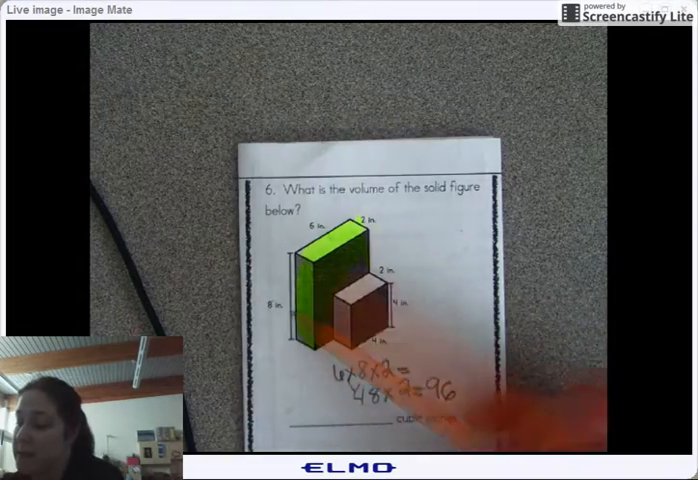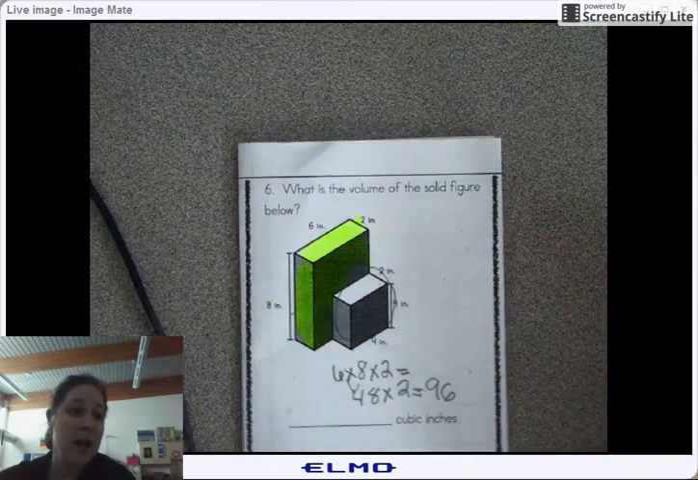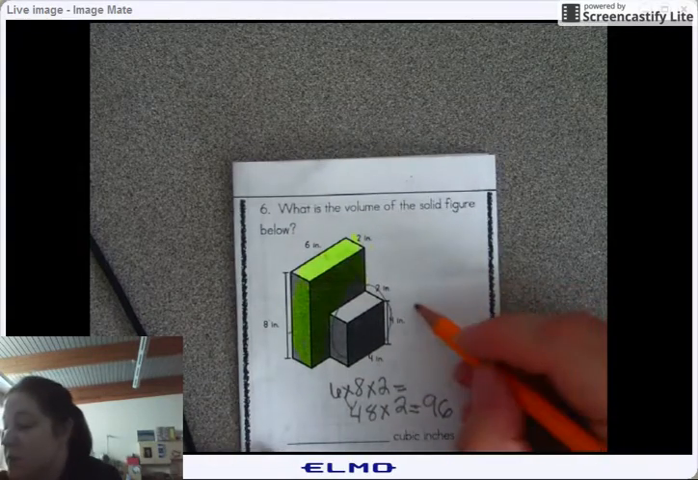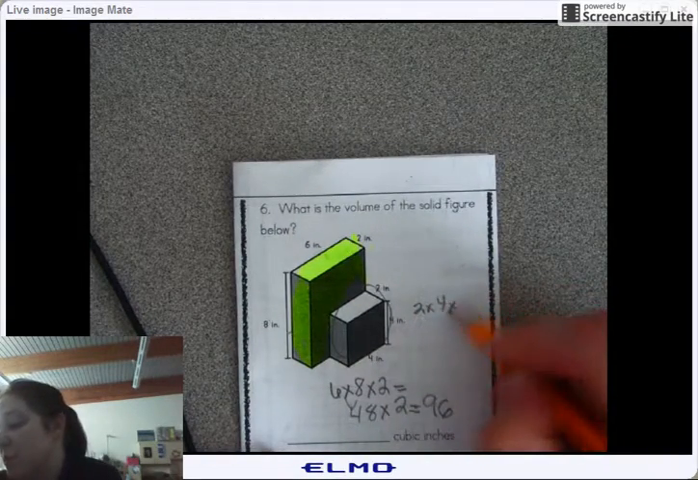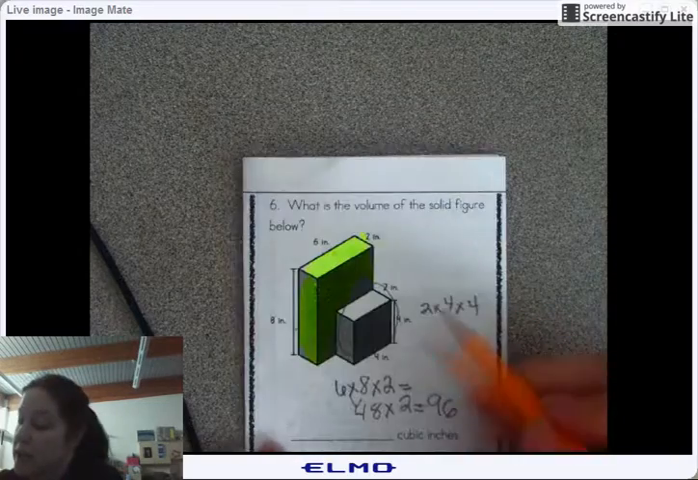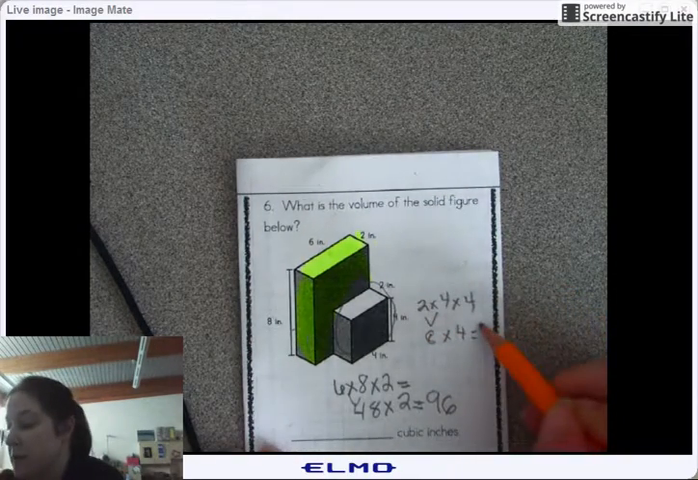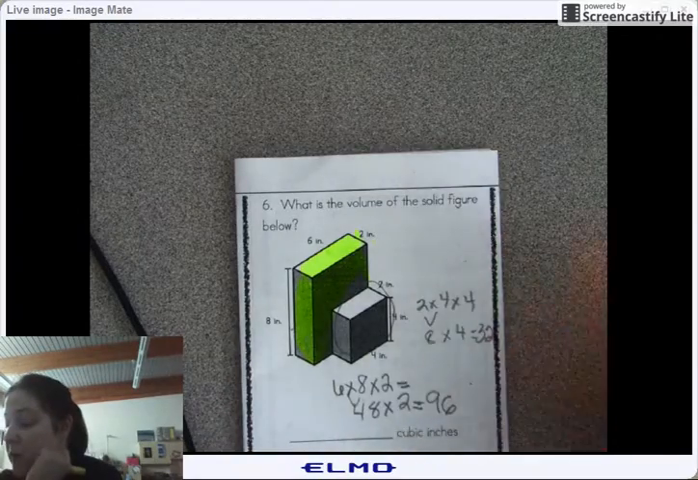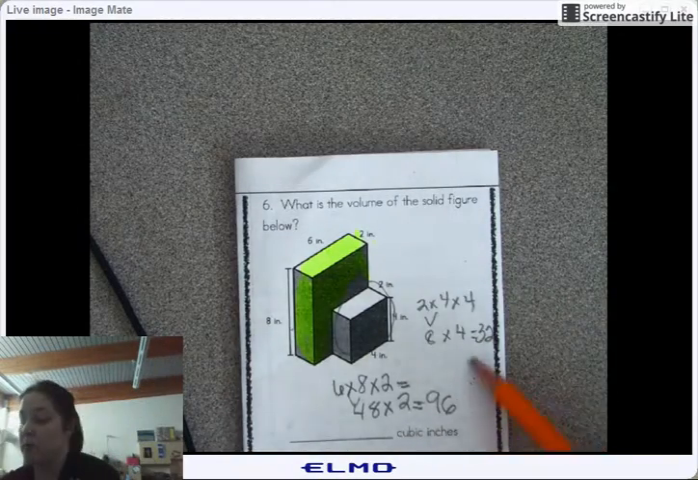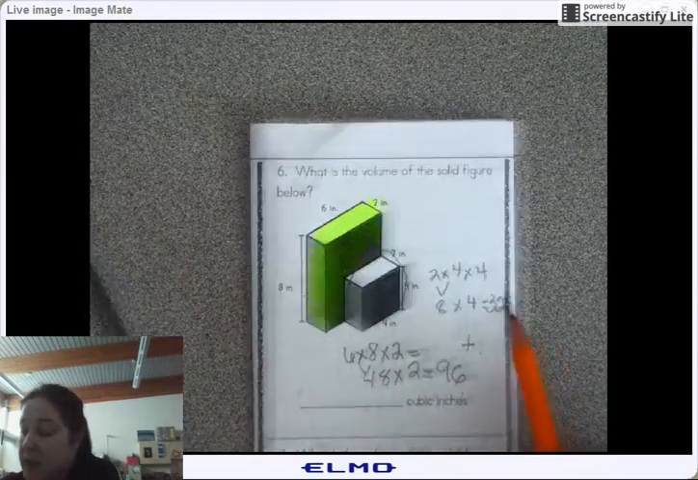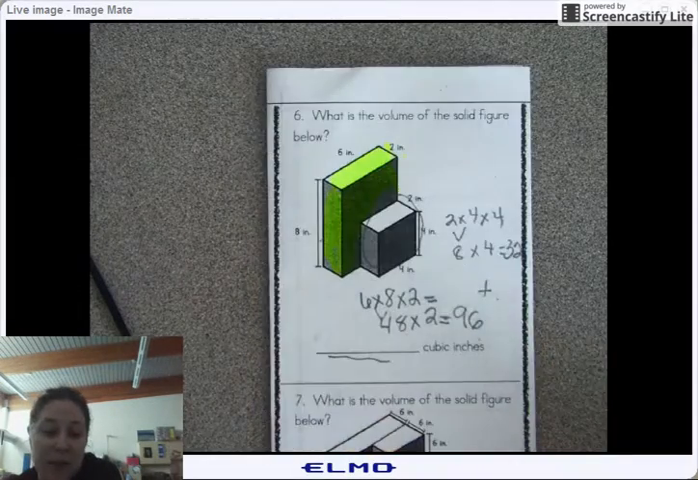But that's not my answer because I still have this box over here that I haven't done. And so now I need to take this box, which is 2 times 4 times 4. And 2 times 4 is 8. 8 times 4 equals 32. And I'm going to add the 2 of those together. So you're going to take 96 plus 32, add it together, and type in your answer.